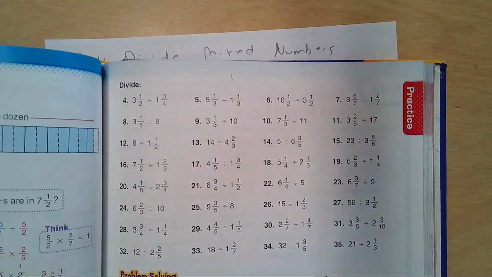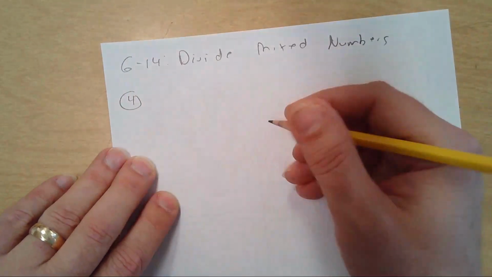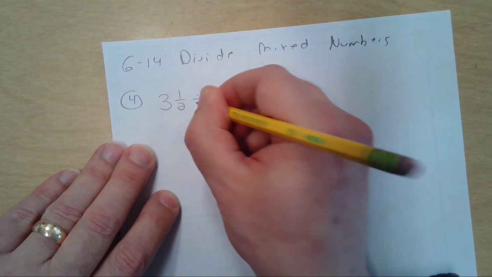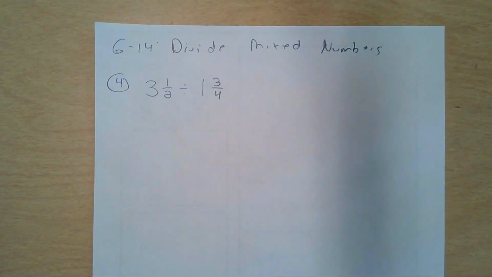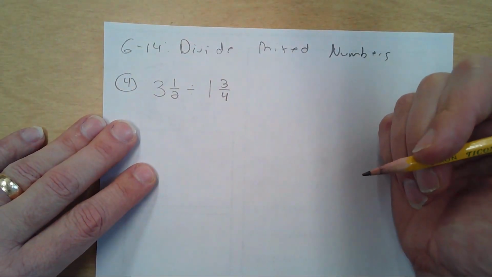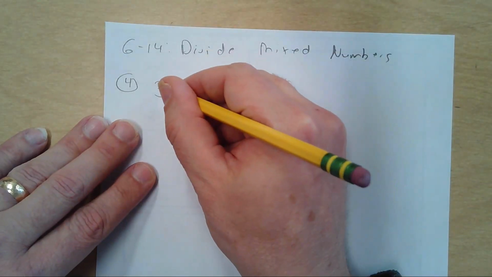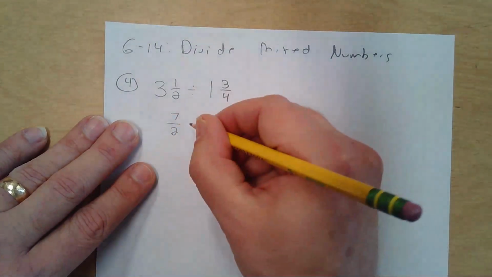So same deal. Looking at number 4 on page 225, I have 3 1/2 divided by 1 3/4. Definitely a good chance some of you can probably just solve this without me telling you anything, but I'll walk through a couple. First thing we always got to do, got to give an improper fraction form. 3 times 2 is 6. 6 plus 1 is 7 over 2. Denominator never changes.